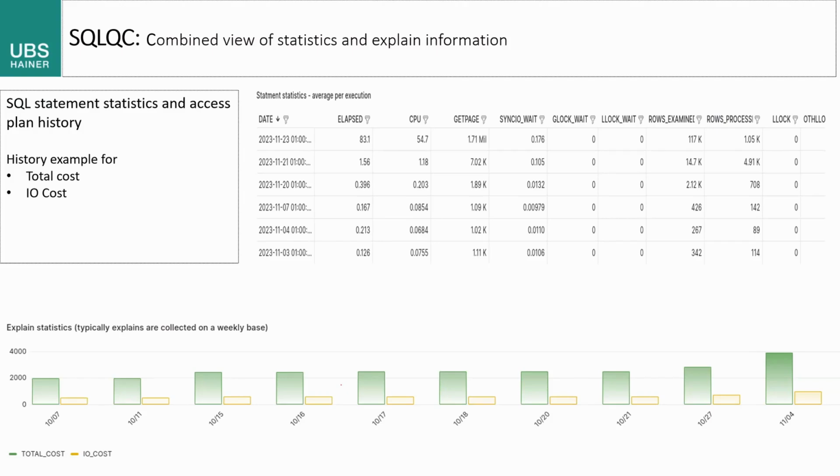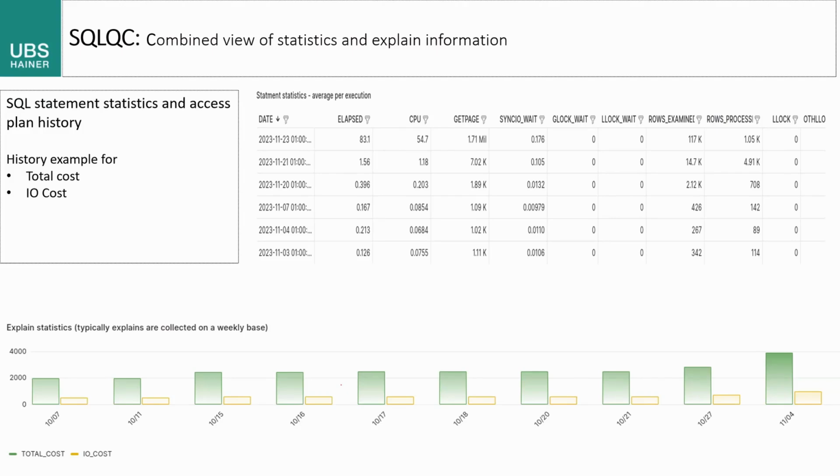So we see a permanently increasing cost for the statement. In yellow, as additional information, the I/O cost. So we have the information available, what is the CPU estimate, what is the I/O estimate for the statement, and the history, how this changed over time.